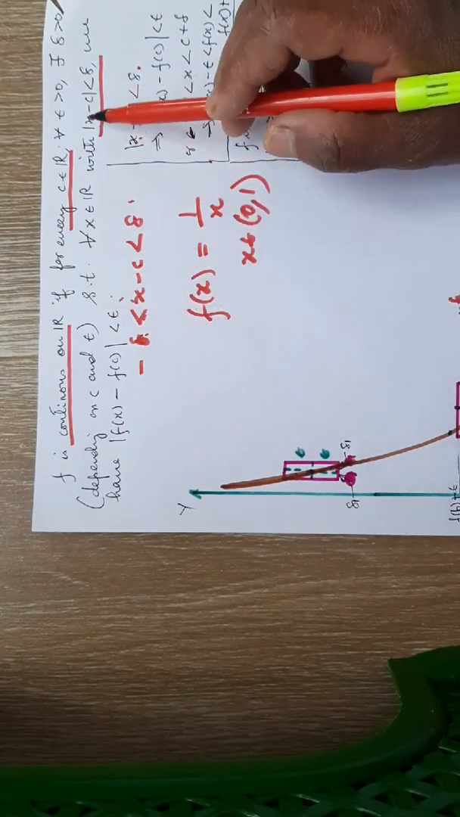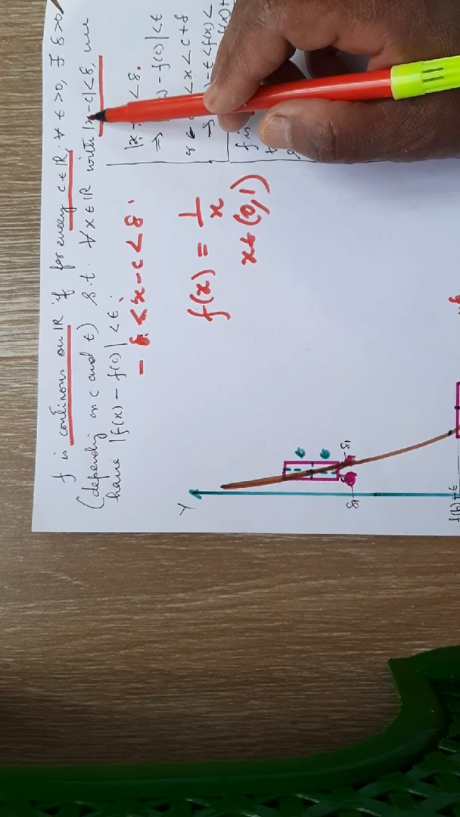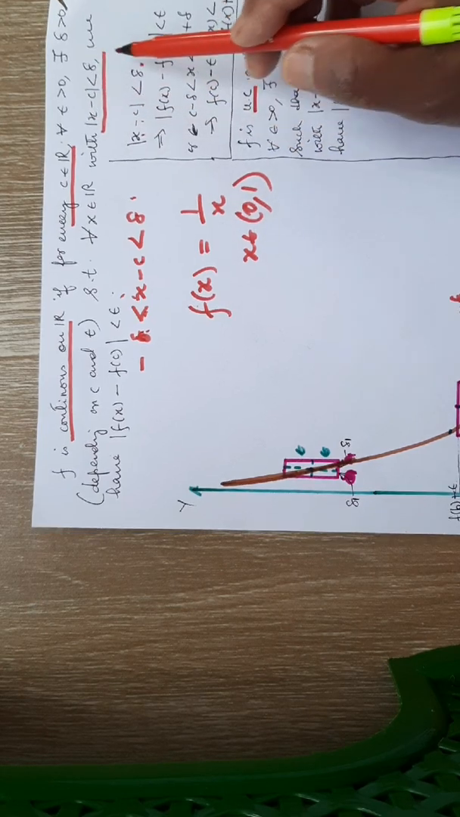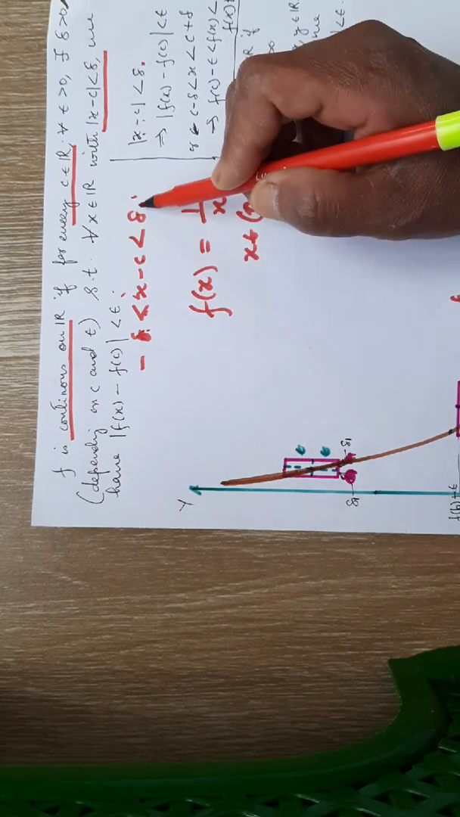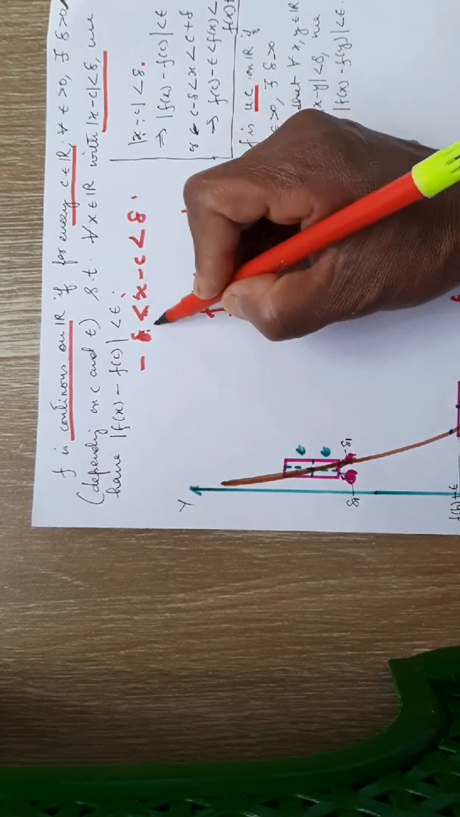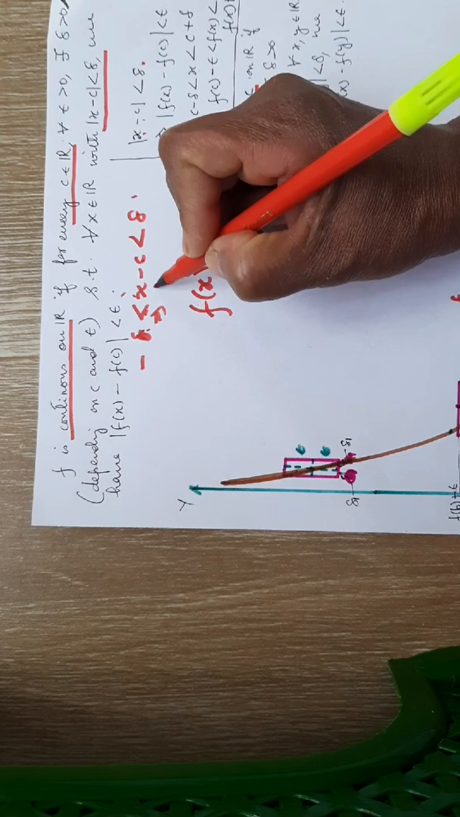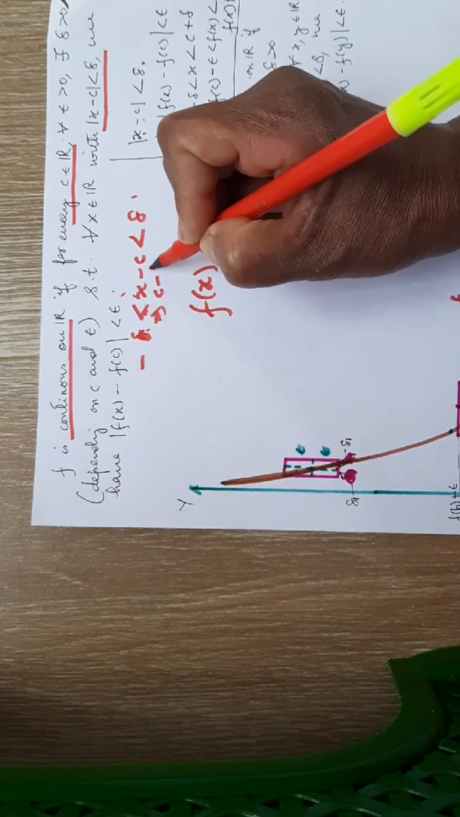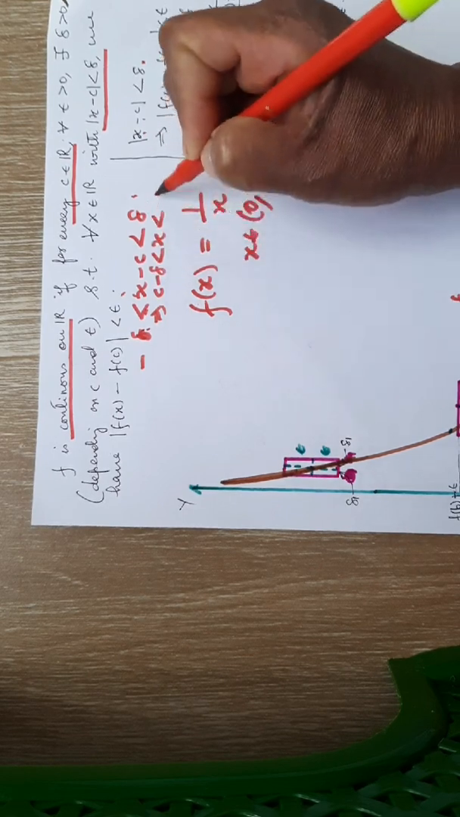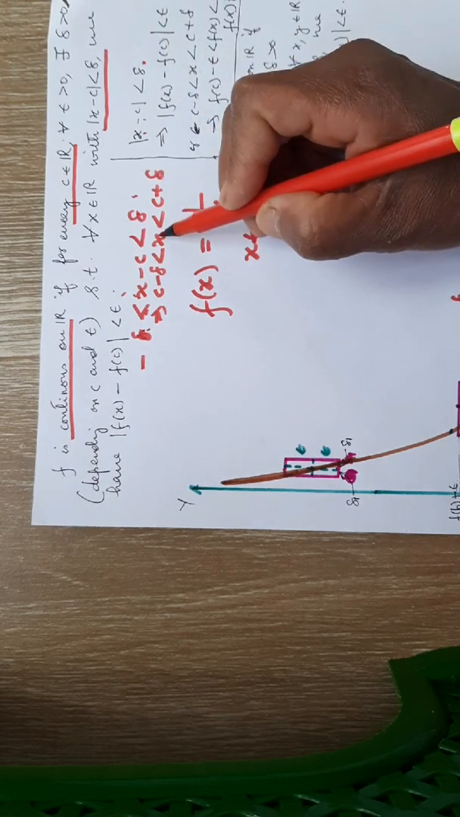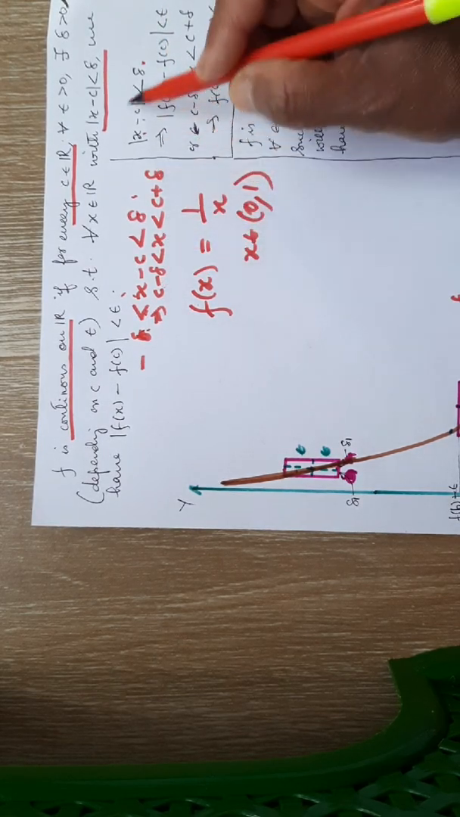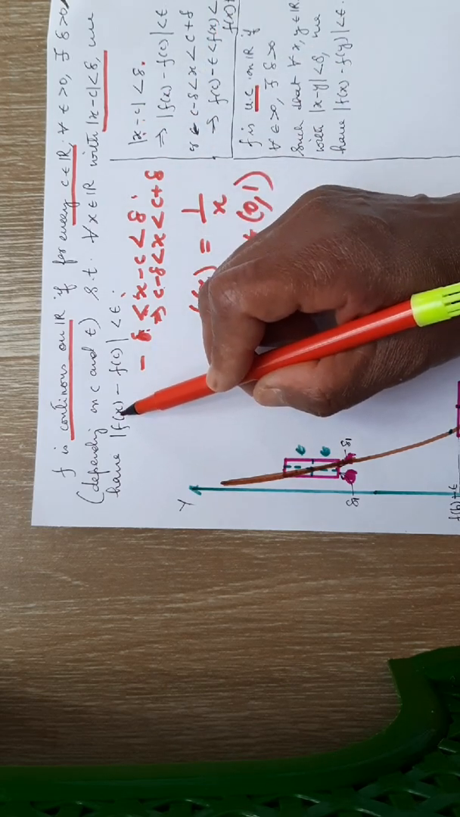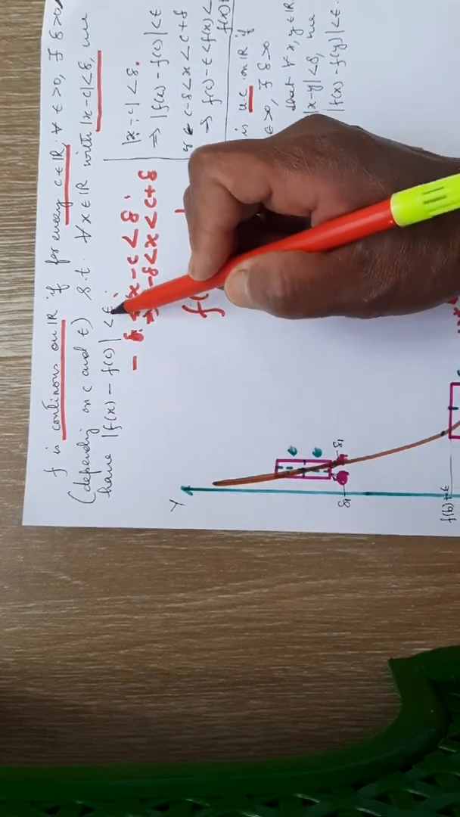That means when x lies in this interval, |x minus c| less than delta means what? It means that it is greater than minus delta but less than delta. And this implies that c minus delta is less than x, less than c plus delta. That means for every x lying in the interval c minus delta to c plus delta, the value of |f(x) minus f(c)| should be less than epsilon.